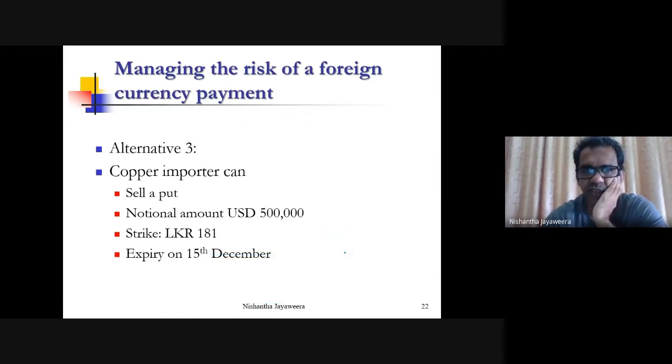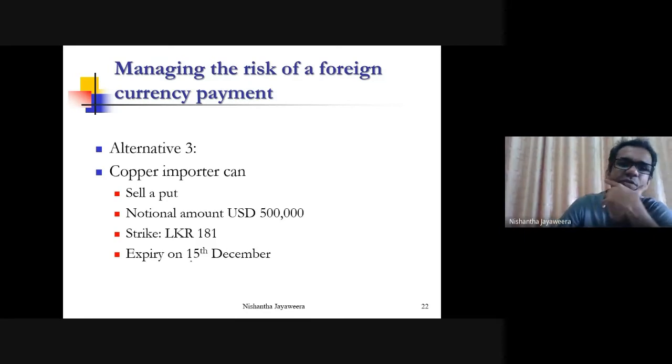In the third alternative, as we discussed in the previous example, this won't give you a perfect hedge, but will give you a cushion up to the premium amount that you collected, because when you sell a put option, or whatever option, when you sell an option, you get the premium.